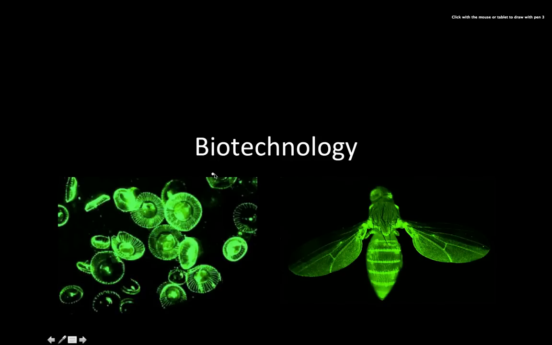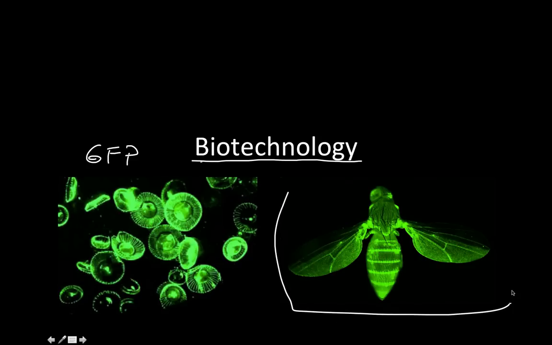In today's video, we're going to talk about biotechnology. An example of biotechnology is this, where we take a green fluorescent protein from a jellyfish that makes jellyfish glow green and insert it into an insect to make the insect glow green. So we have DNA from one organism, the jellyfish, being inserted and expressed into a different organism, our insect.